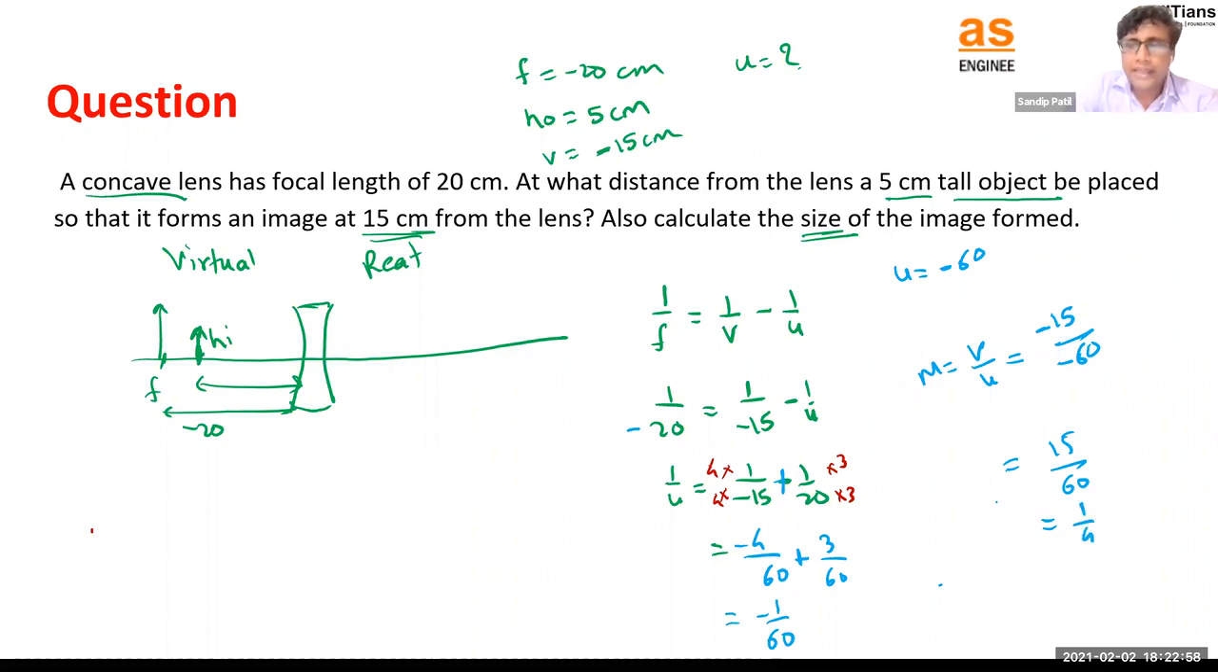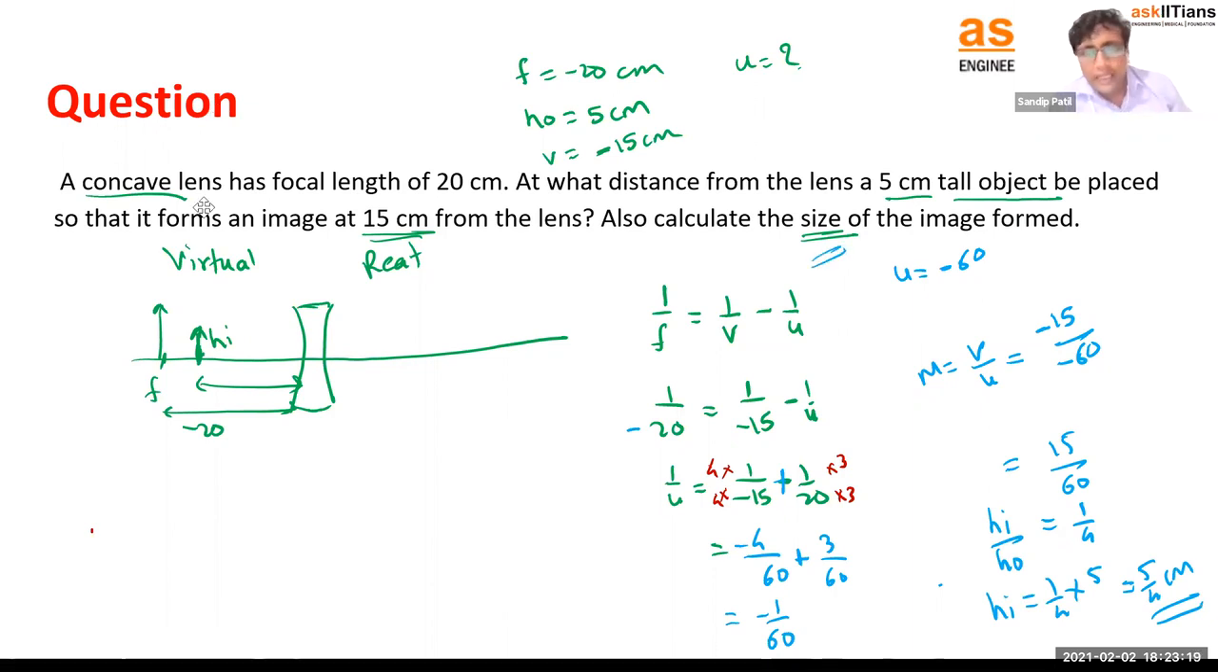Yes. Now we can say the magnification is nothing but HI upon HO. So HI will be what? 1 by 4 into HO. HO is how much? 5. So HI will be 5 by 4 centimeter. Right? You can see this is diminished. Then on the virtual side, etc., we can write all those things. They have just asked us the size. So size will be how much? 5 by 4 as it is diminished.